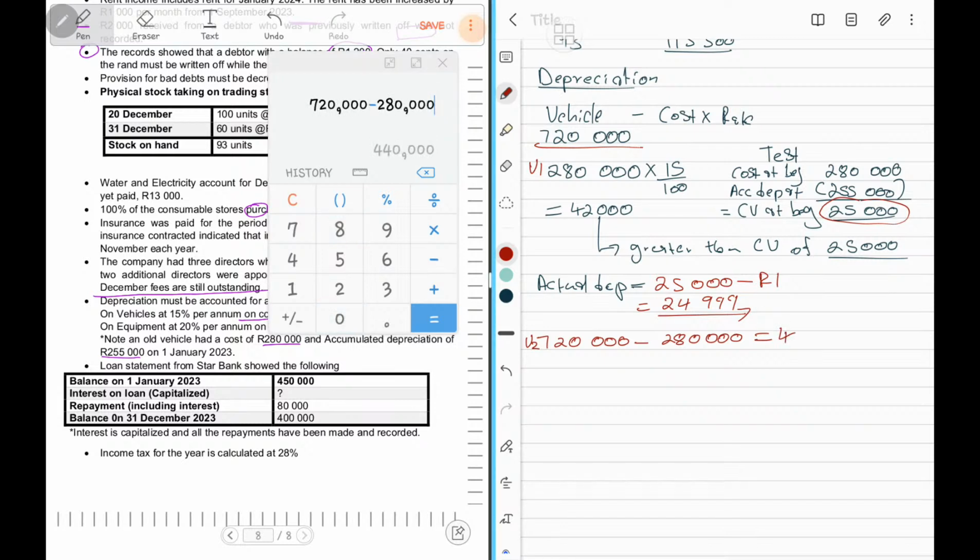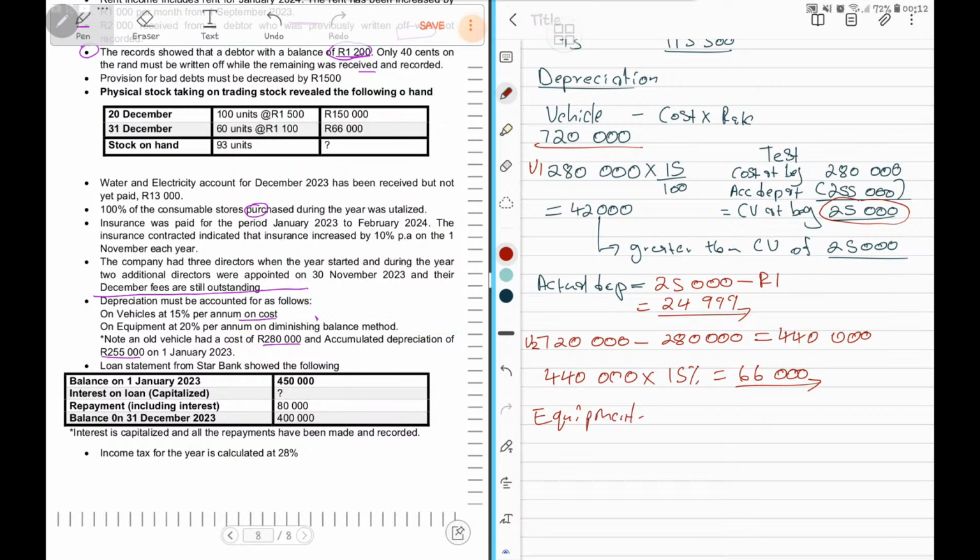280,000. Then that gives us 440,000. Then we take the 440,000 and multiply that by 15%. That gives us how much? So 440,000 times 15%, that gives us 66,000.